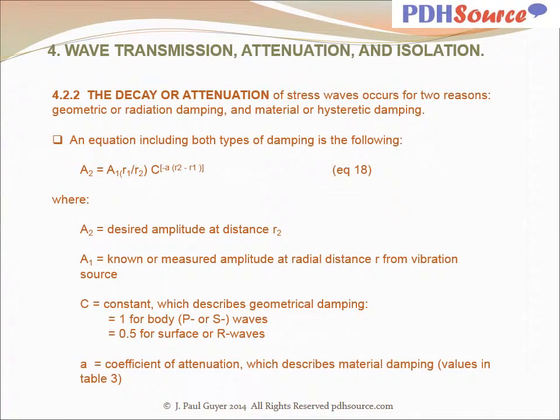The decay or attenuation of stress waves occurs for 2 reasons: geometric or radiation damping and material or hysteretic damping. An equation including both types of damping is indicated on slide 29 as equation 18, with the components of that formula also indicated on slide 29.